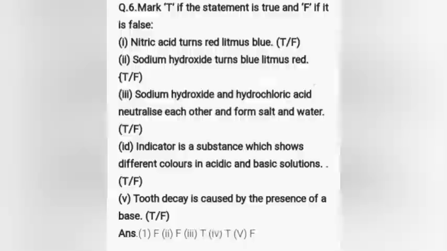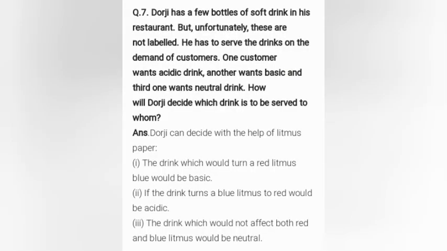And the seventh question: Dorjo has a few bottles of soft drink in his restaurant, but unfortunately there is no label. He has to serve the drinks on the demand of customers. One customer wants an acidic drink, another wants a basic one, and the third wants a neutral drink. How will Dorjo decide which drink to serve to whom? Dorjo can decide with the help of litmus paper.